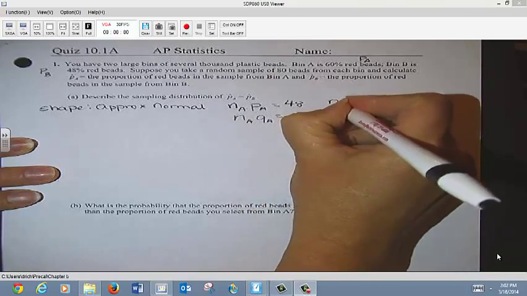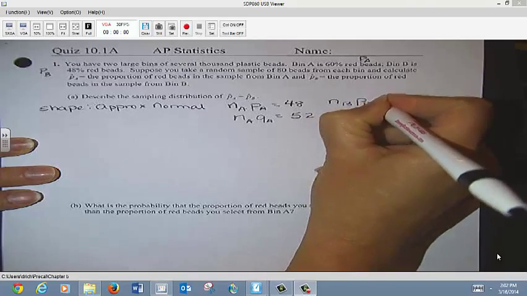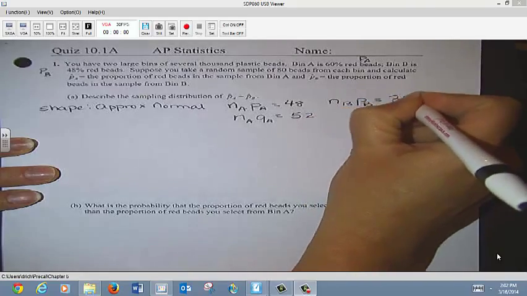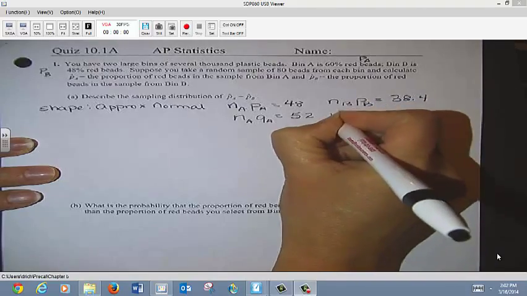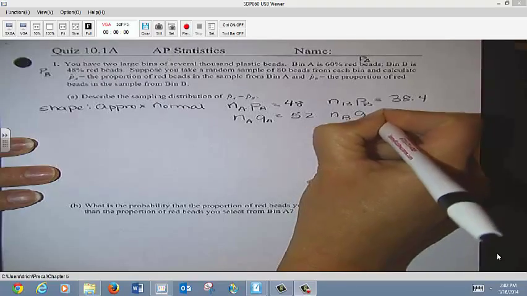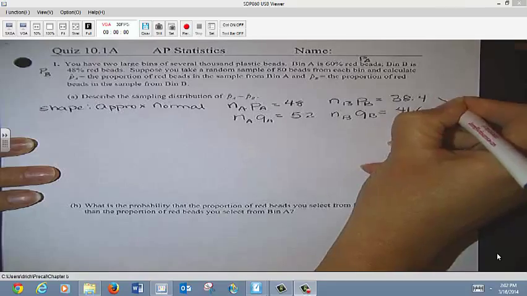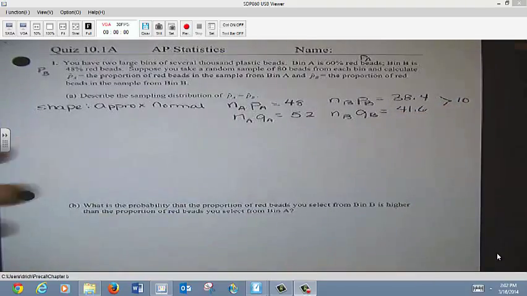and NB times PB would be 38.4, and NB times QB would be 41.6. Since these are all greater than 10, then we know that this distribution is approximately normal. Now make sure you see where I got all of those numbers using a sample of 80 beads from each bin and the proportions that we were given.